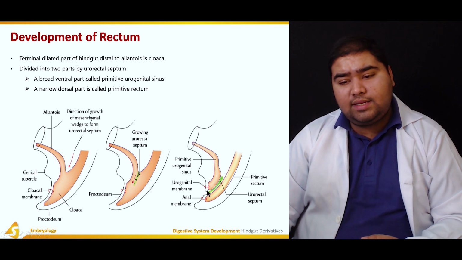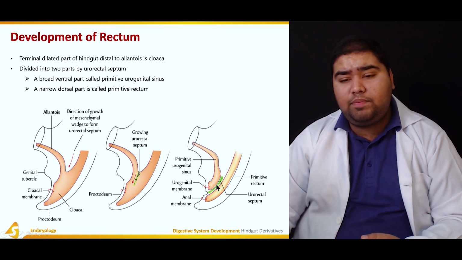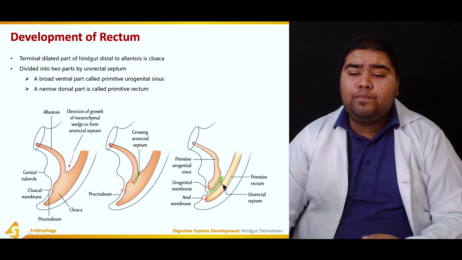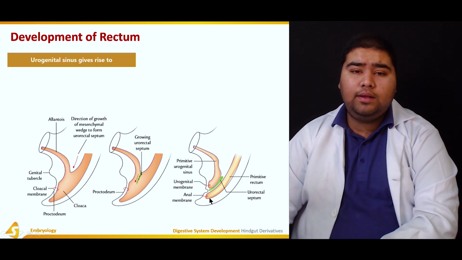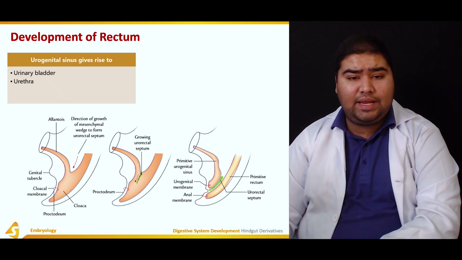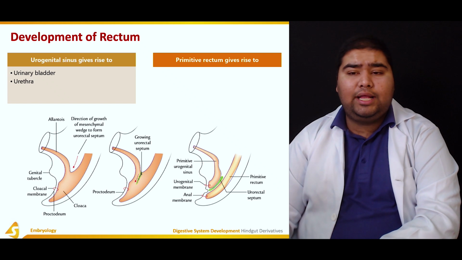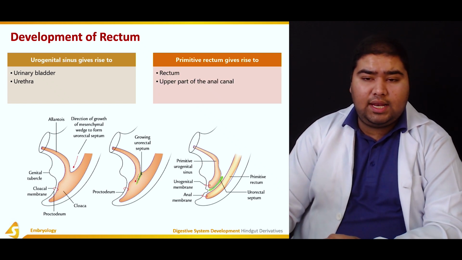This is the urorectal septum that has formed. This is the primitive urogenital sinus, and this is the primitive rectum. Now, this urogenital sinus gives rise to the urinary bladder and the urethra, and the primitive rectum forms the rectum and the upper part of the anal canal.